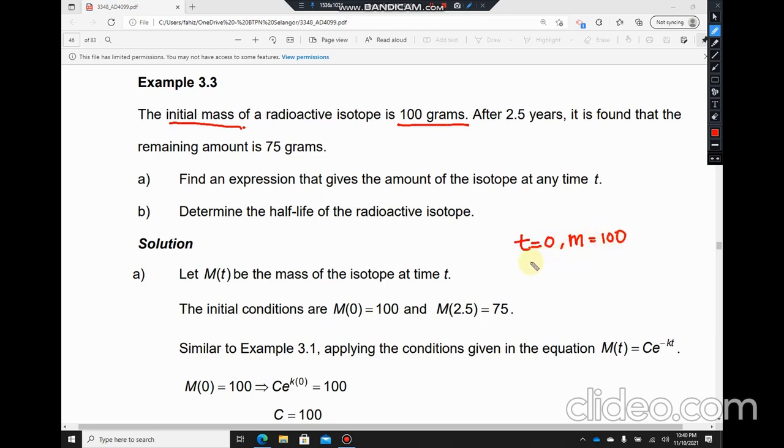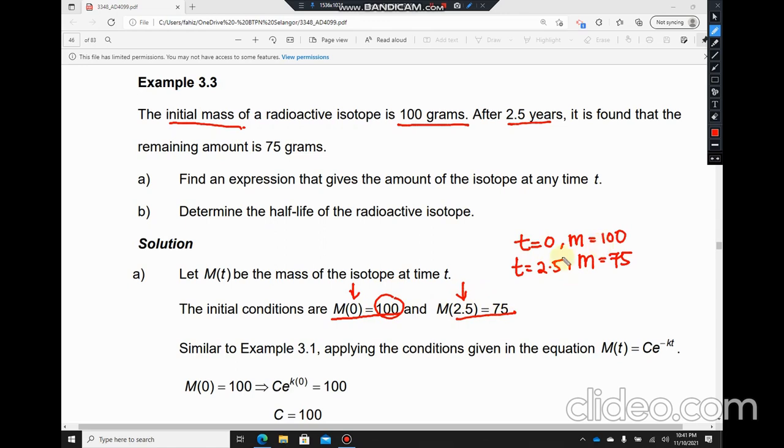Okay, after 2.5 years, so it means that when T equals to 2.5, it is found that the remaining amount is 75 grams. Okay, so your M equals to 75 grams. So ataupun kita boleh tulis dalam bentuk ni pun boleh. So this one dia mewakili T, dan yang ni automatic dia dapat M. So yang ni pun mewakili T, yang ni dapat M. Ataupun boleh tulis dalam bentuk ni.